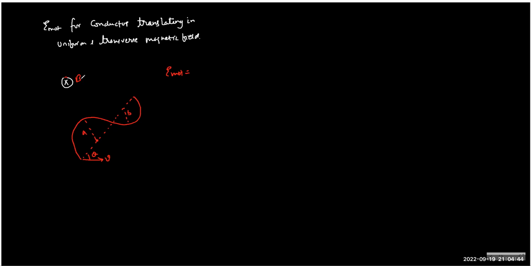Take the normal component of velocity and multiply all three together. VBL, that V, that L, that B. Okay, think this.